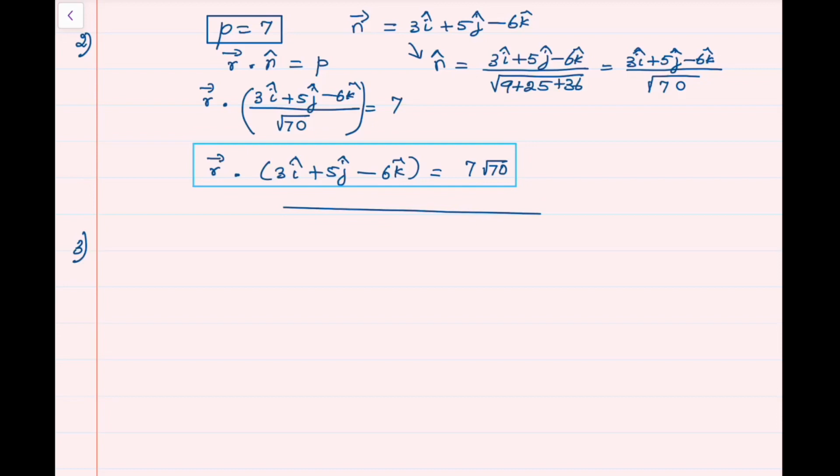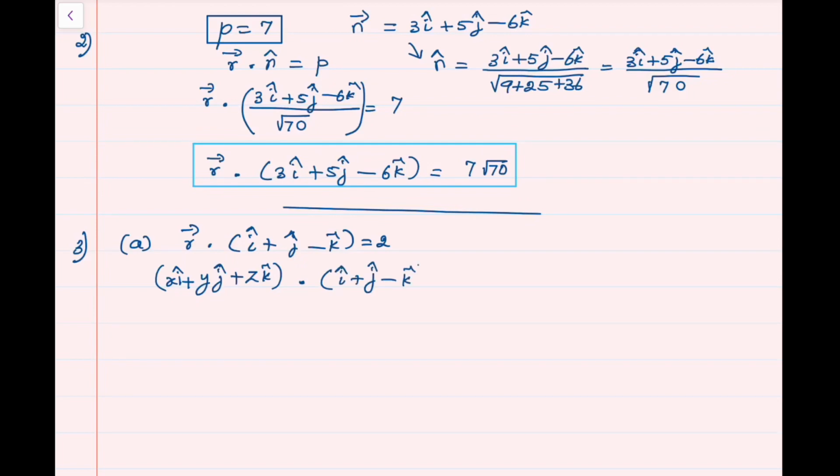Question number 3. Find the Cartesian equation of the following planes. The first subdivision, vector r dot i plus j minus k is equal to 2. So easy to change it to Cartesian form. We have to just substitute vector r as xi plus yj plus zk, dot i plus j minus k is equal to 2. Let us do the dot product. x plus y minus z is equal to 2. This is the Cartesian equation.